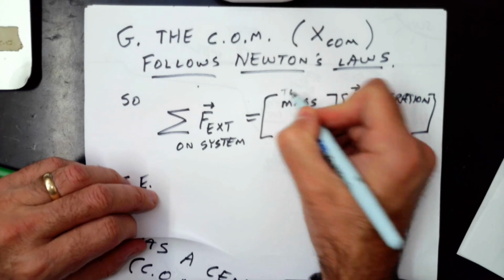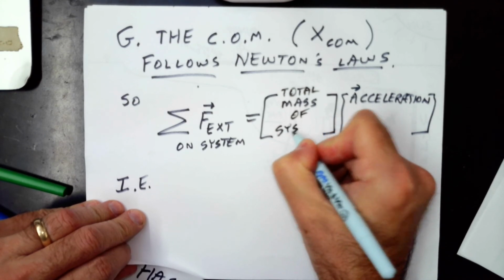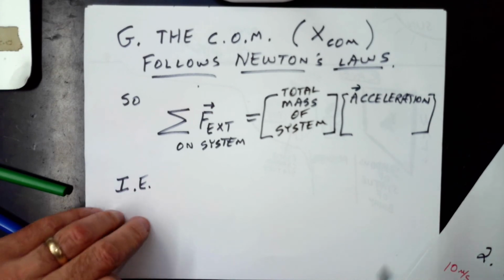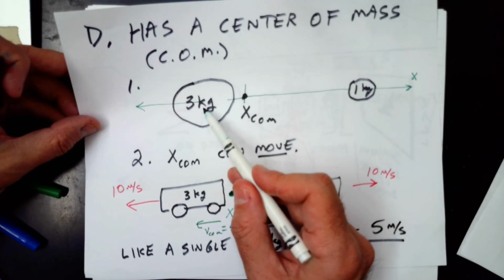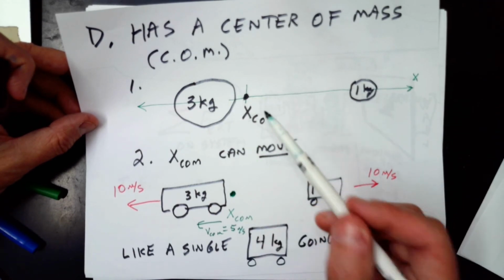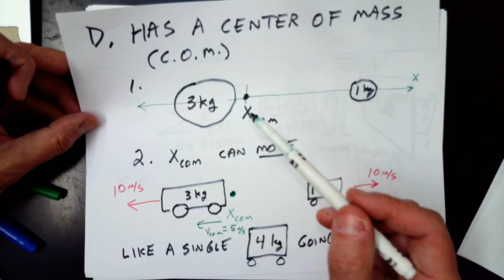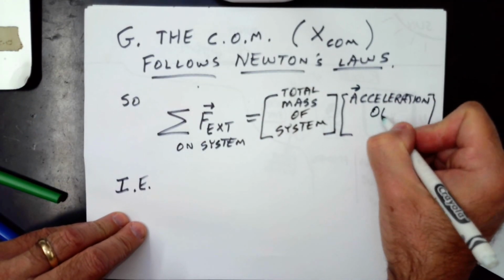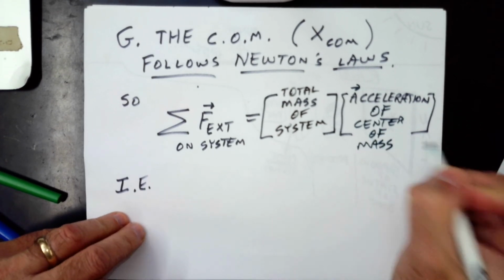So this means total mass of system. That's what goes in the m place, not the mass of one object in the system, but the total of the whole system. And for the acceleration, what's that going to be? The acceleration of what? This one? This one? And of course not. We need to describe this system by a single point that could have velocity and acceleration. In other words, it could have position, velocity, and acceleration, and that point is the center of mass. So when we say acceleration, we mean the acceleration of the center of mass. And we write that in symbols this way.